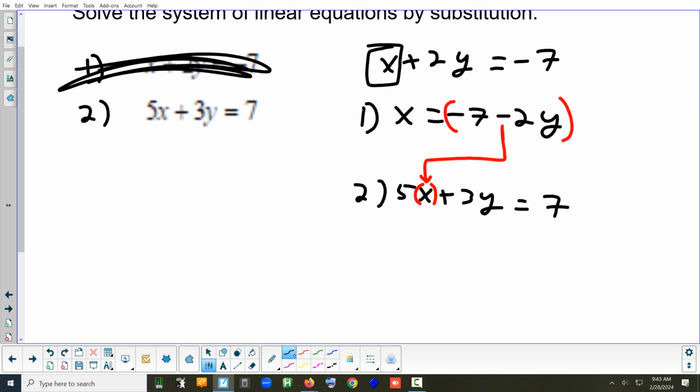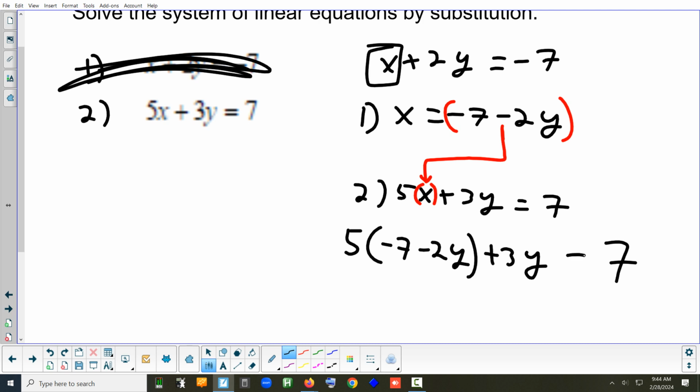All right, so now, what's equation 2 going to look like? What are we going to write first? What is equation 2 going to look like after we do the substitution? 5 parentheses, -7 equal to parentheses, and 7 on the right. Plus 3y equals 7.